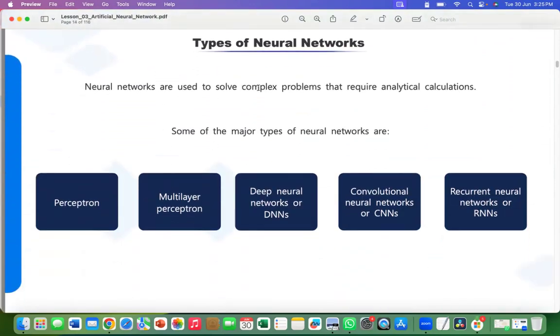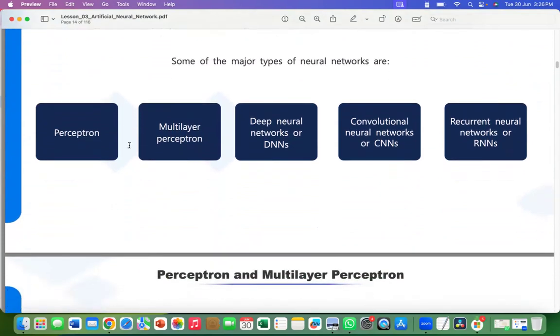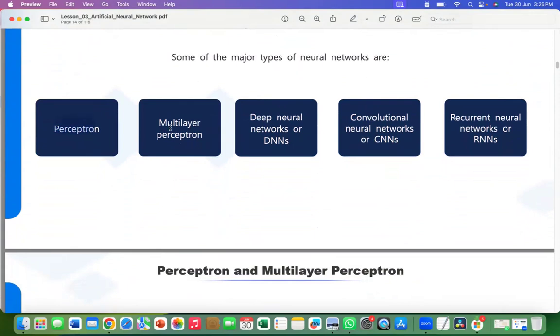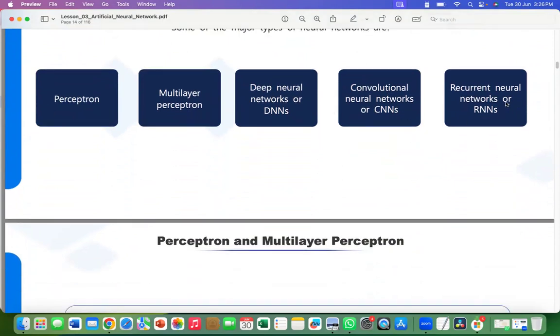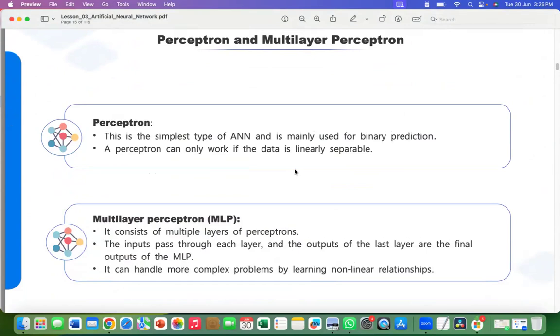Okay, so we use neural networks to solve complex problems that require analytical calculation. Some of the major types are perceptron, multi-layer perceptron, deep neural networks or DNN, convolutional neural networks, recurrent neural networks or RNN. So these are all the types: perceptron, multi-layer perceptron, deep neural network or DNN, CNN meaning convolutional neural network, RNN, and recurrent neural network.